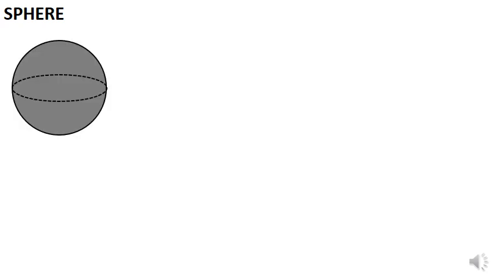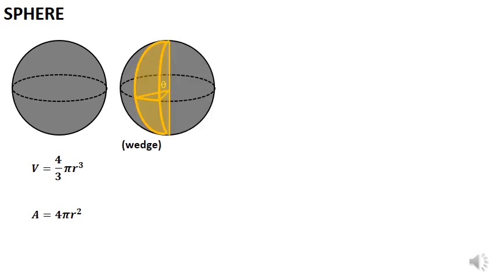Okay, let's proceed to the sphere. This is our sphere, which is defined by the radius. This is the volume of the sphere, and this is the surface area of the sphere. Now, if we have this portion of solid on the sphere, formed by an angle of theta, this solid is called the wedge. How do we compute the volume of the wedge?